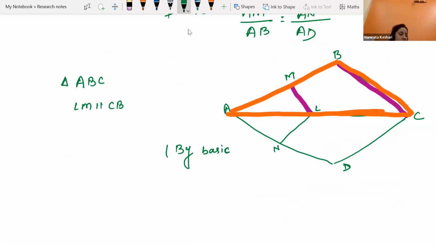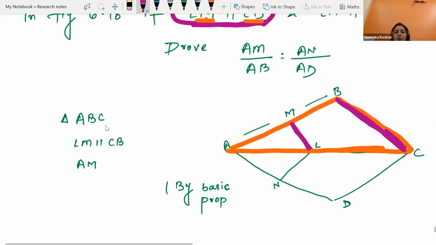कौन से रेशियो आपस में इक्वल होंगे? Who will tell me? Ma'am, AM by AL. AM by MB. ध्यान से देखो. I think AM by AL is equal to MB by LC.